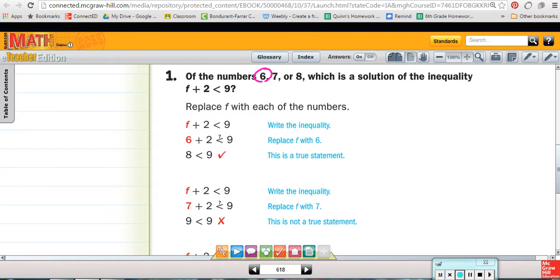Let's substitute 7. If I put 7 in here for f, 7 plus 2 is 9. Is 9 less than 9? No. That doesn't work, so I can't include 7 as an option. It doesn't work in that inequality.